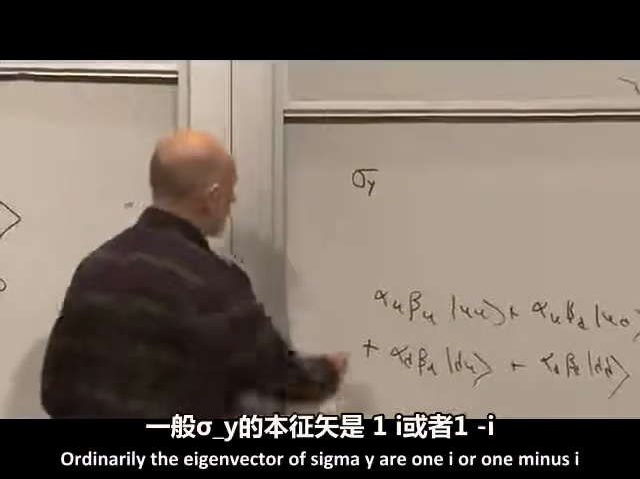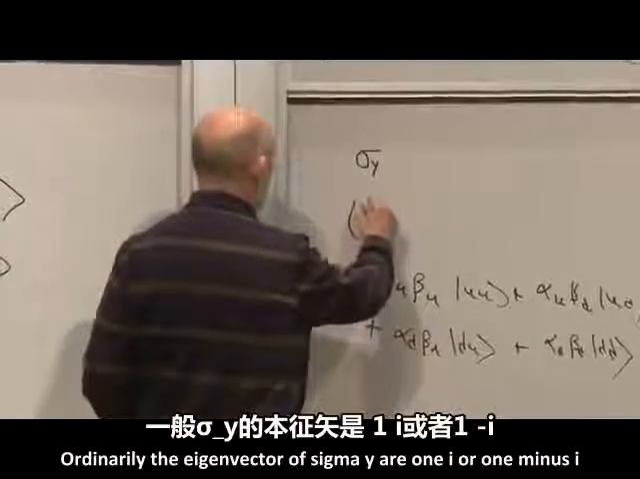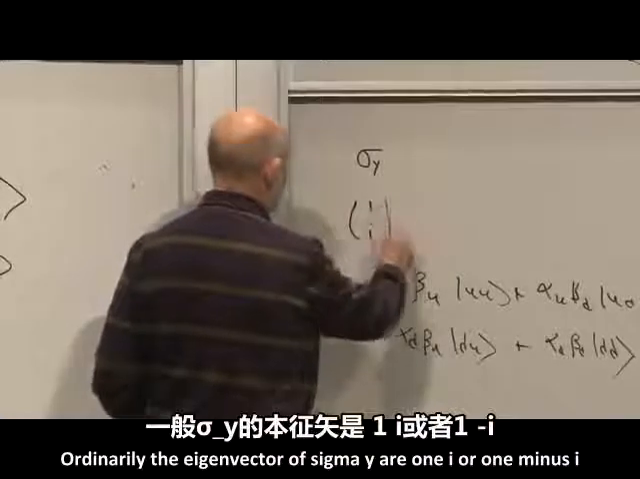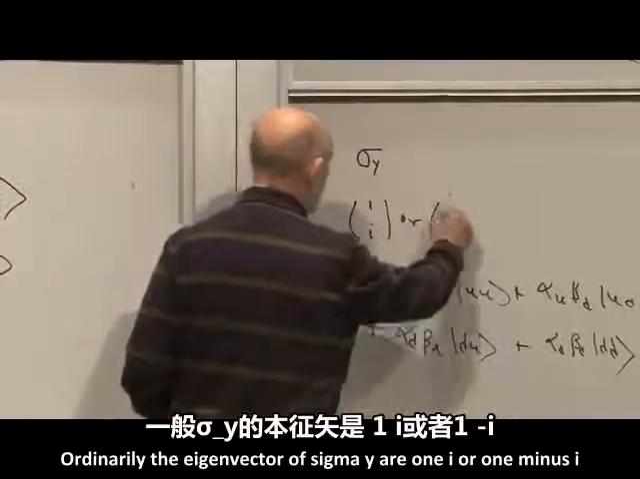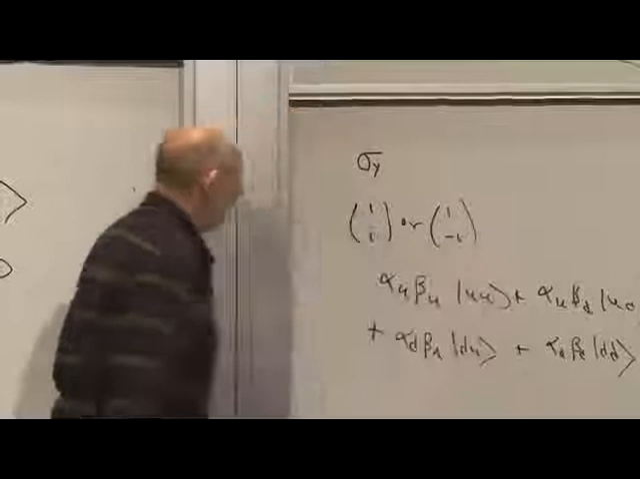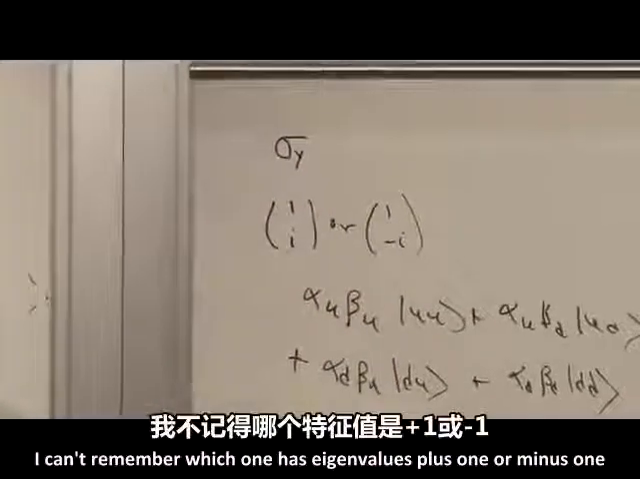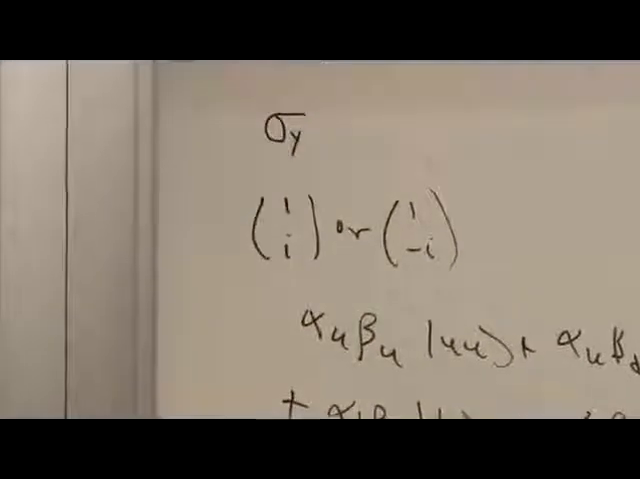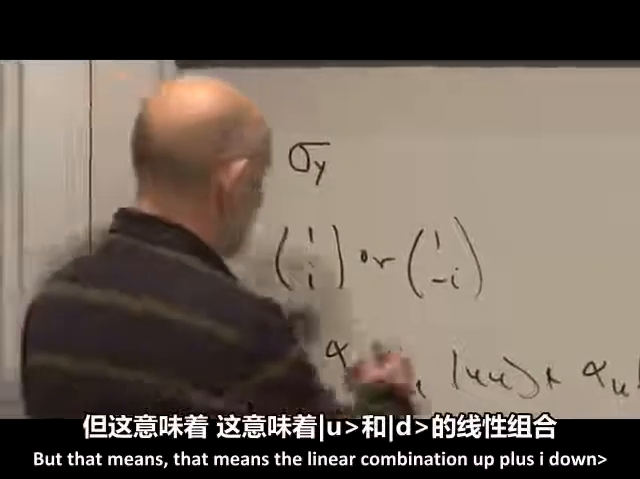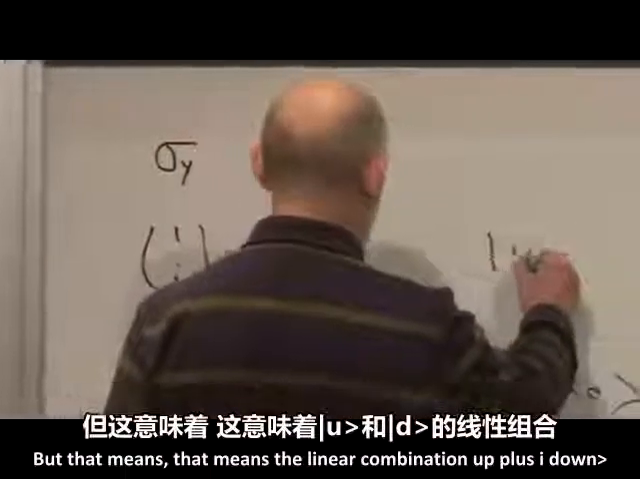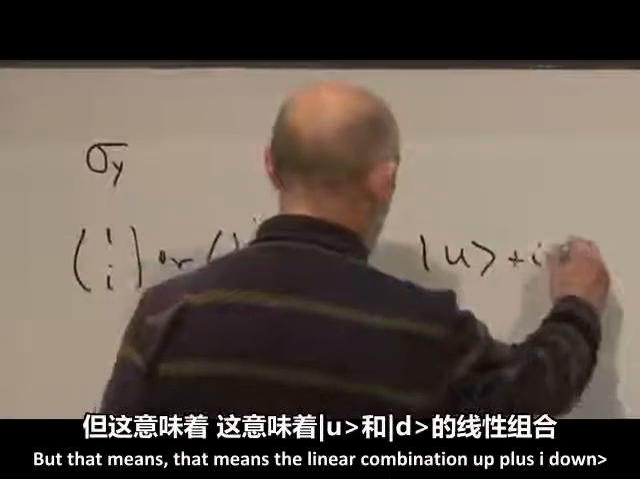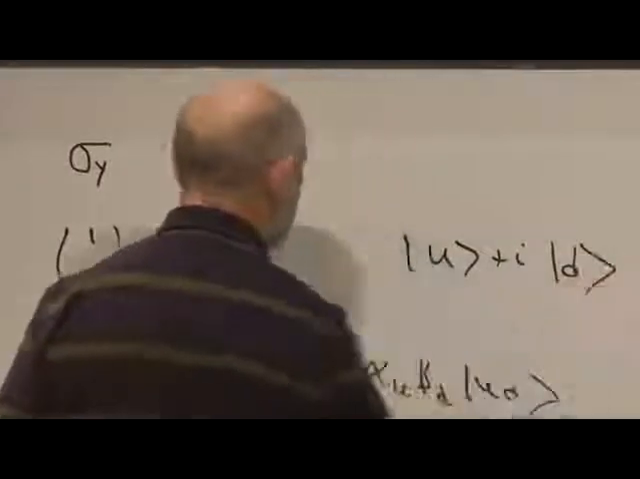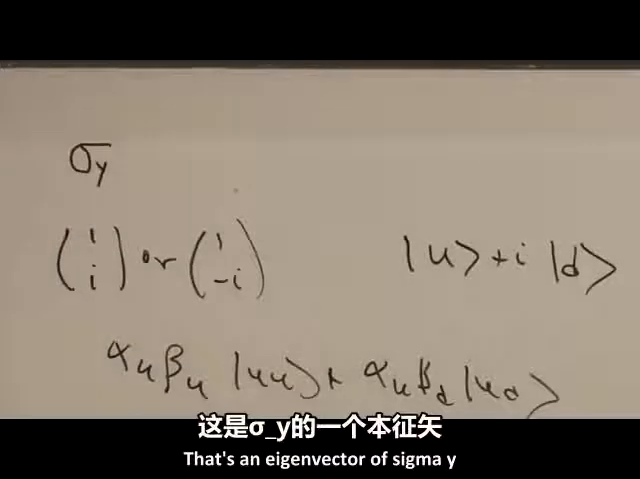Ordinarily, the eigenvectors of sigma y are 1, i or 1, minus i. I can't remember which one has eigenvalue plus 1 or minus 1, but one of the others. All right. That means the linear combination up plus i down is an eigenvector of sigma y.